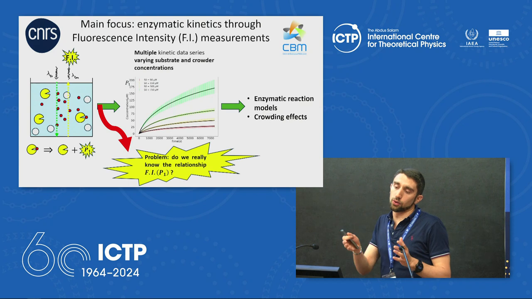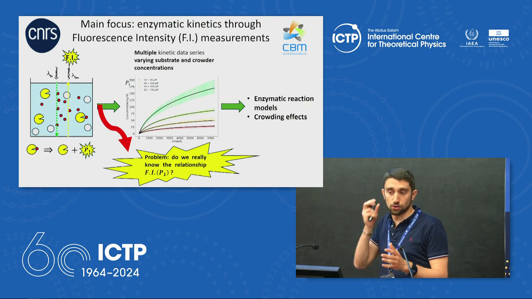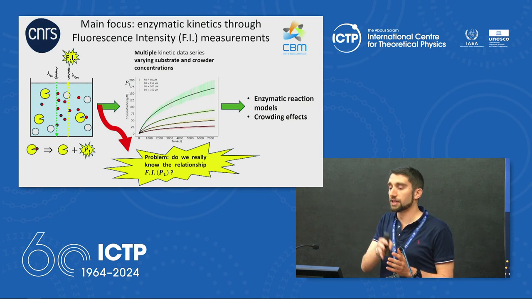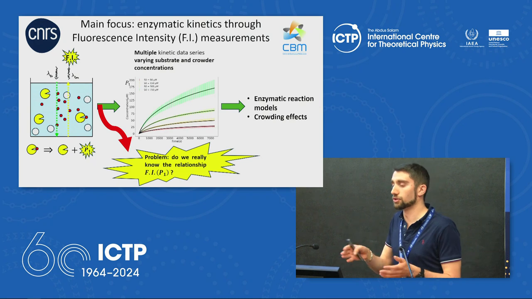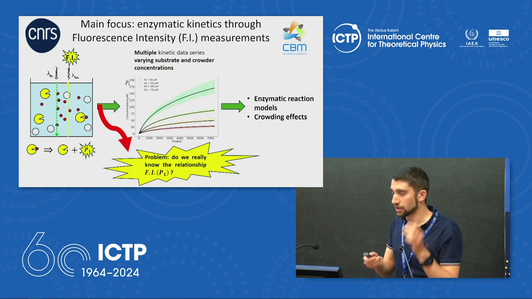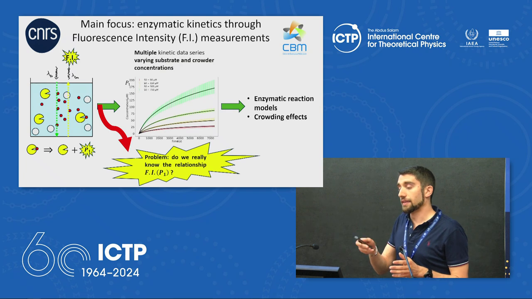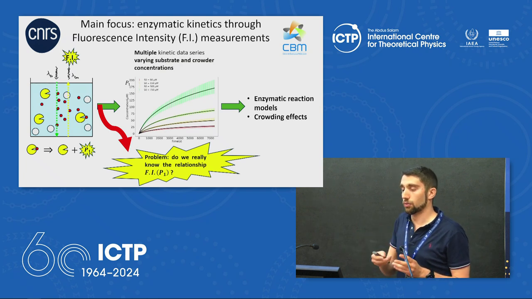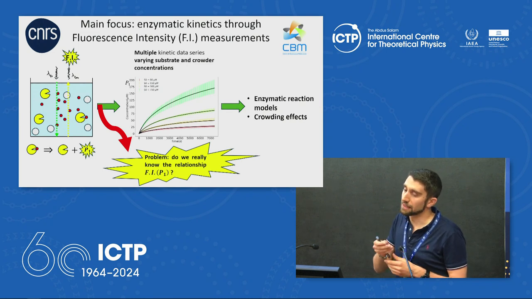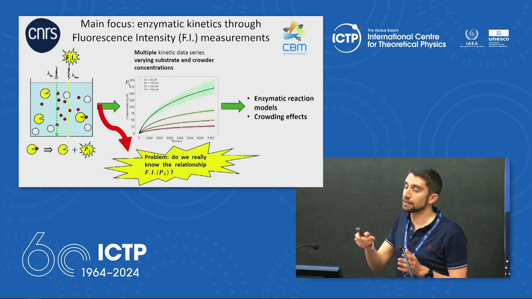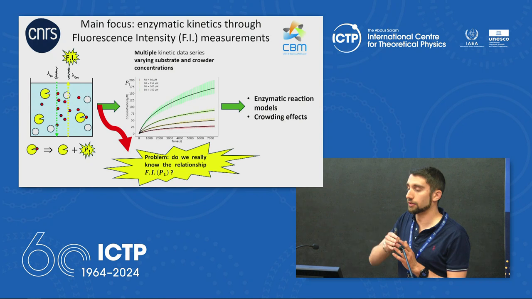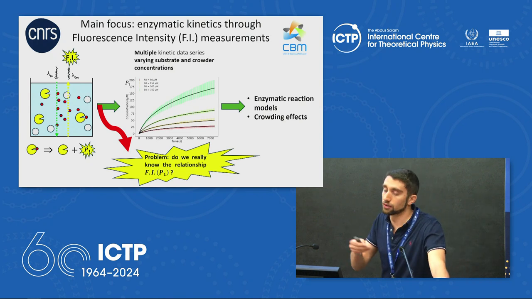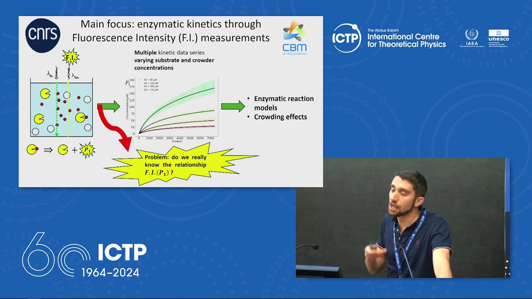Then what we get is this kind of data. So we must be able to convert from fluorescence intensity, of course, to product concentrations. I'm going to tell you something about it soon. And then we get this kind of data series. I would like to stress that we try to simultaneously fit in the end several data series that are, you can see different colors with the error bars, in which you have different concentrations. And we let also, of course, crowder concentration vary.